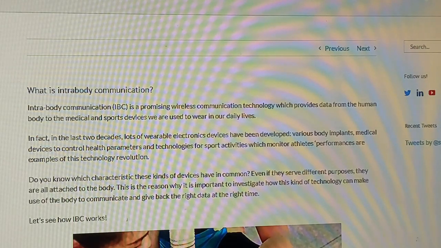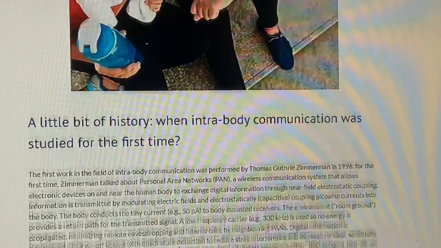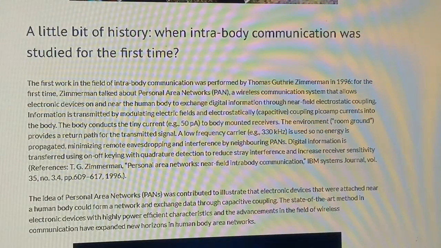This is the reason why it is important to investigate how this kind of technology can make use of the body to communicate and give back the right data at the right time. Let's see how intra-body communication works. A little bit of history. When intra-body communication was studied for the first time.